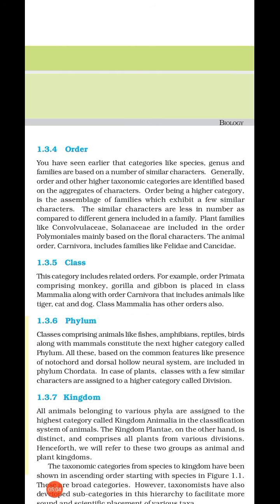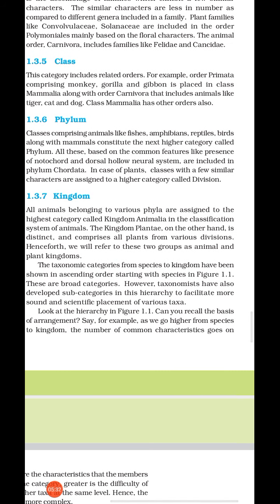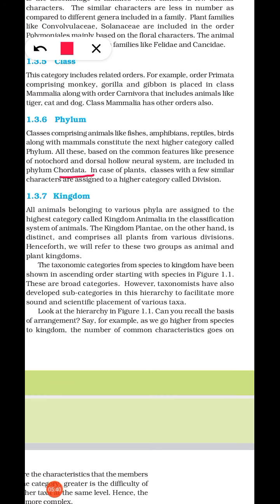Understood? So, phylum. In the case of animals and plants, there will be different classes. In the case of animals, if you take pisces, amphibians, reptiles, birds, and mammals, all these classes are grouped together under a higher category known as phylum. The phylum to which all these organisms belong is known as Chordata. Phylum Chordata.